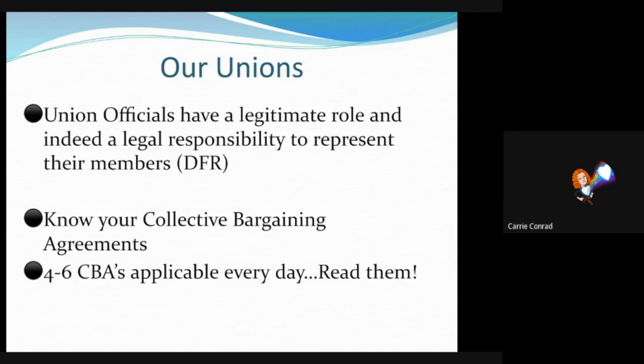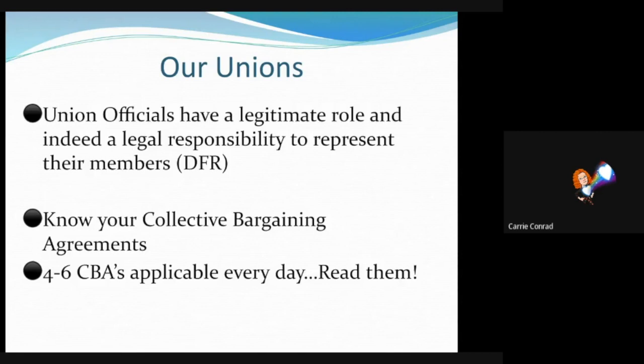As principals, vice principals, you've come from a teaching environment. So of course you're going to be familiar with the teaching collective agreements. However, as a principal or vice principal, it's important to realize that on any given day, at any given time, you will have a minimum of 4 to 6 collective agreements applicable in your school.